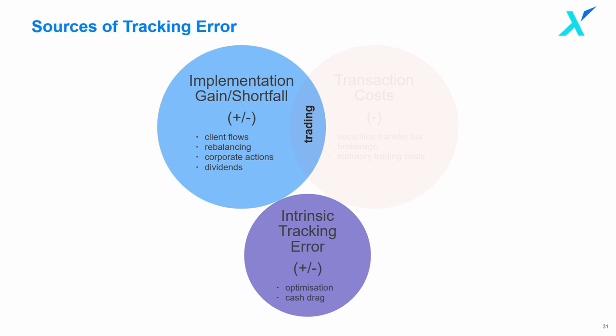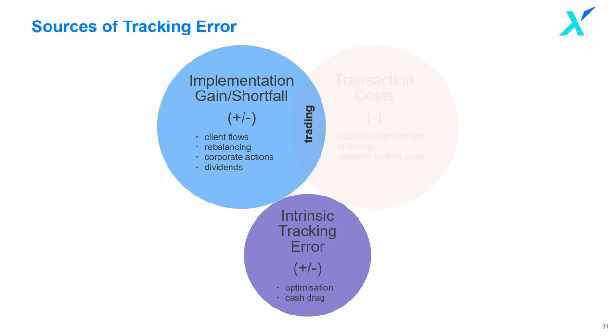Similarly, an ETF or any fund needs to trade. So for client flows, if it's a unit trust, for rebalancing, for corporate actions, and if it's a unit trust, for reinvesting dividends, if those don't get paid out like some of the ETFs do, you have to physically go and reinvest those dividends. And that causes, to the extent that you don't get the same price at which the index automatically does that, you're going to incur what we call implementation gains or shortfalls.